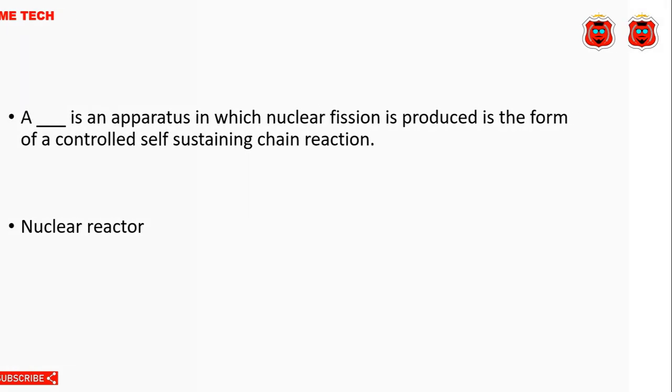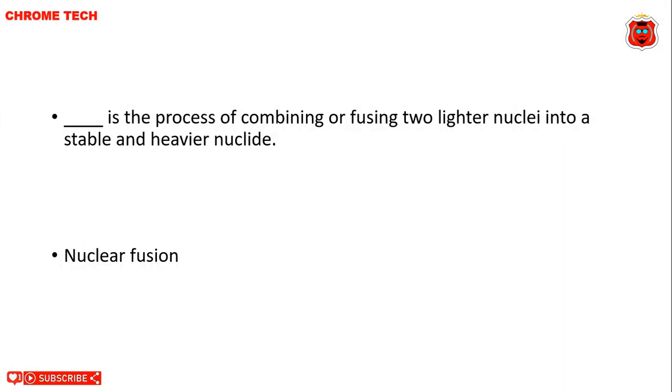Next question. ____ is the process of combining or fusing two lighter nuclei into a stable and heavier nuclide. Nuclear fusion. Nuclear fusion is the correct answer.